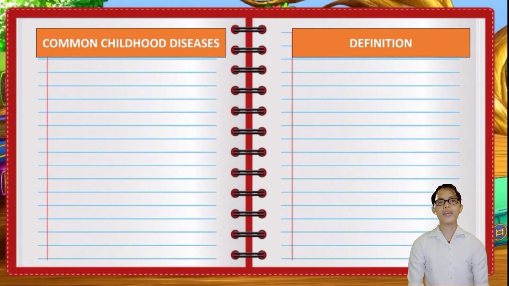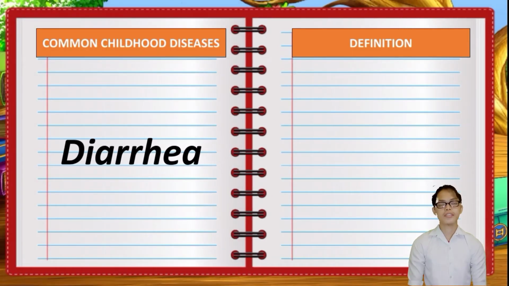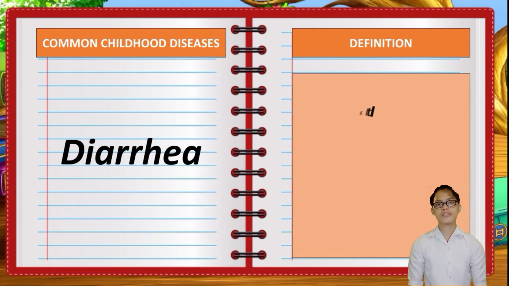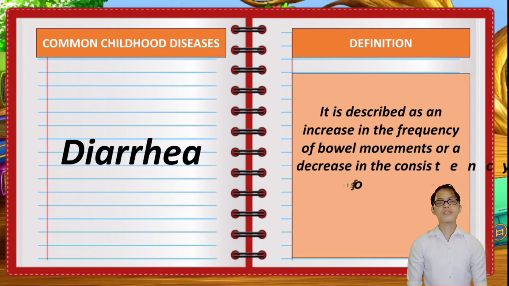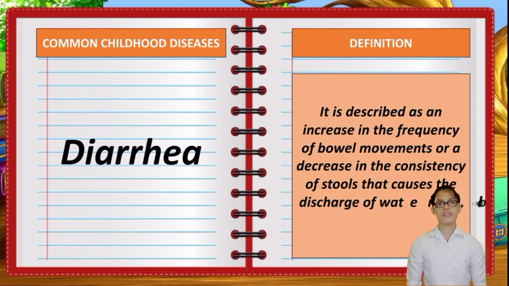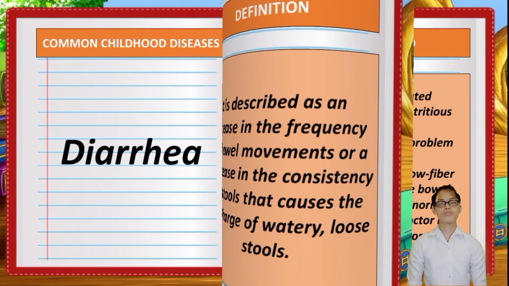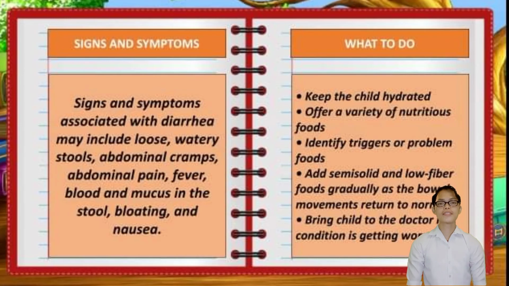Next, we have diarrhea. It is described as an increase in the frequency of bowel movements or a decrease in the consistency of stool that causes the discharge of watery, loose stools. Signs and symptoms associated with diarrhea may include loose, watery stools, abdominal cramps, abdominal pain, fever, blood and mucus in the stool, bloating, and nausea.